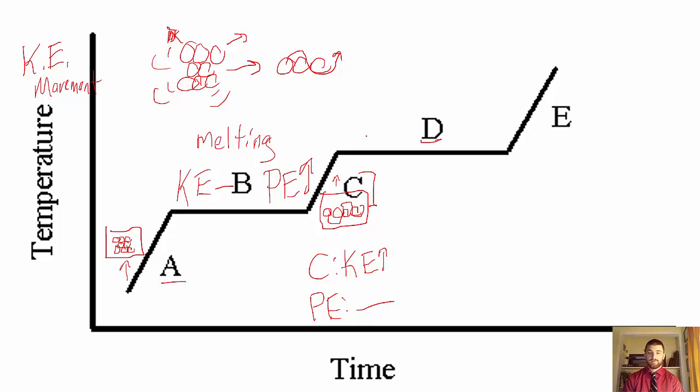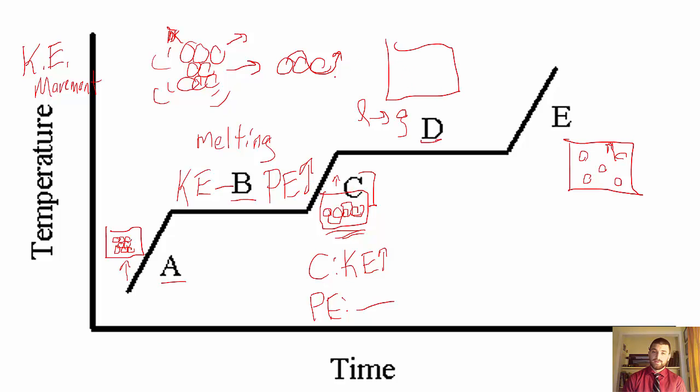In section D, we're going from a liquid to a gas. We're going from them flowing past each other to completely spread out and not being attracted to each other at all. They're just doing their own thing. They're gas particles. The reason that it's flat here is the same reason that it was flat in section B. The energy isn't going to move the particles faster. It's going to spread them out. We have to go from the liquid, where they're still really close to each other, to spreading out. Those particles are being separated with that energy. They're no longer next to each other.